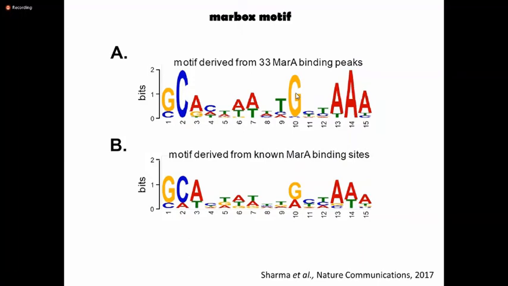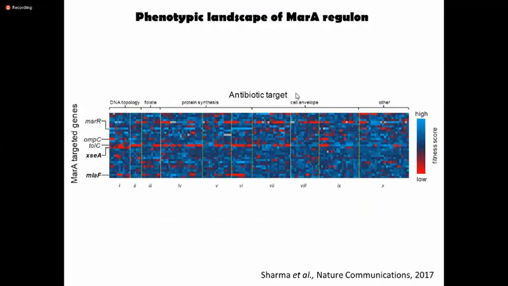From that data, we only looked at our 33 MAR-A binding targets and generated a heat map of the sensitivities they measured. So the heat map looks like this. Here on the left, each square is a different MAR-A binding site. On the top, we have labeled the antibiotics according to the function they target. And this is all the knockout data.